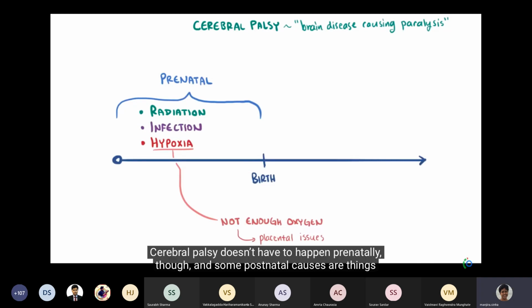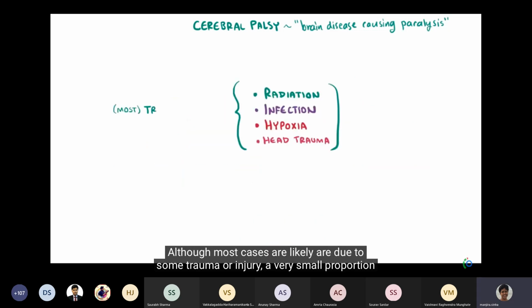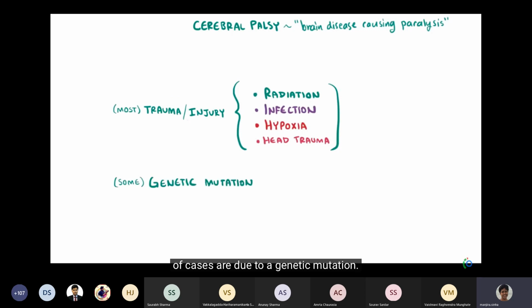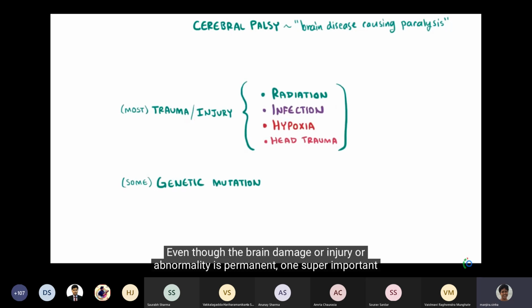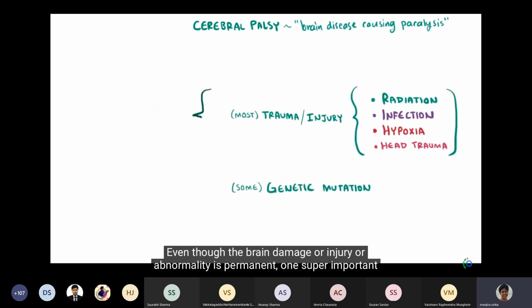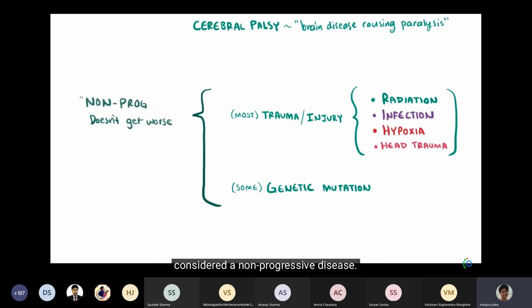Cerebral palsy doesn't have to happen prenatally, though. Some postnatal cases are things like head trauma, or again, an infection, or a period of oxygen deprivation. Although most cases are likely due to some trauma or injury, a very small proportion of cases are due to a genetic mutation. Even though this brain damage or injury or abnormality is permanent, one super important point to remember about cerebral palsy is that it doesn't get worse over time. And for that reason, it's considered a non-progressive disease.